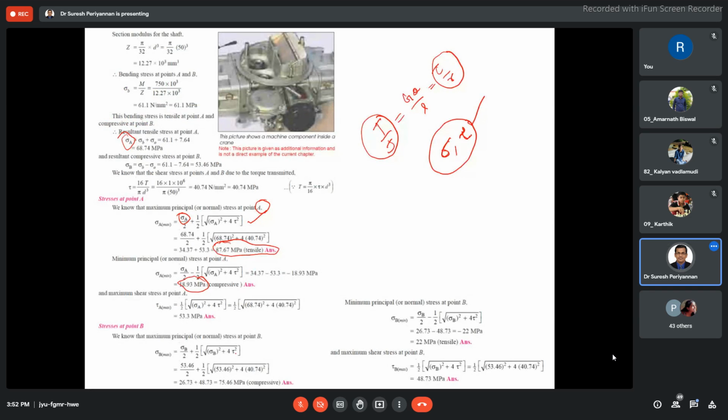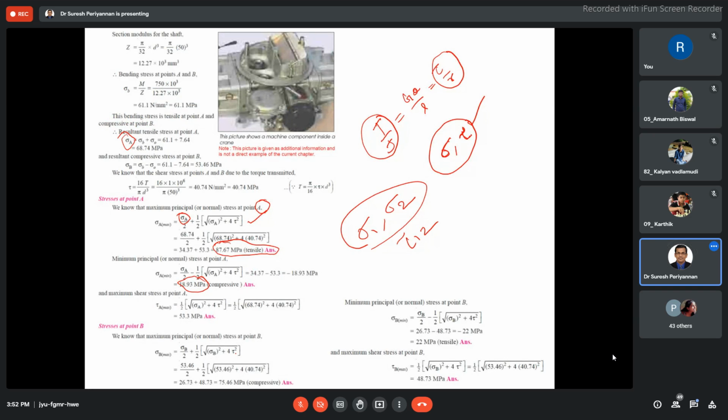Okay, now we have to find out the maximum shear stress. Once you find sigma max and sigma min, sigma 1, sigma 2, we are able to find the maximum shear stress, tau 1,2. Now this is our tau 1,2, 53 megapascal. Tau 1,3 is 53 megapascal.